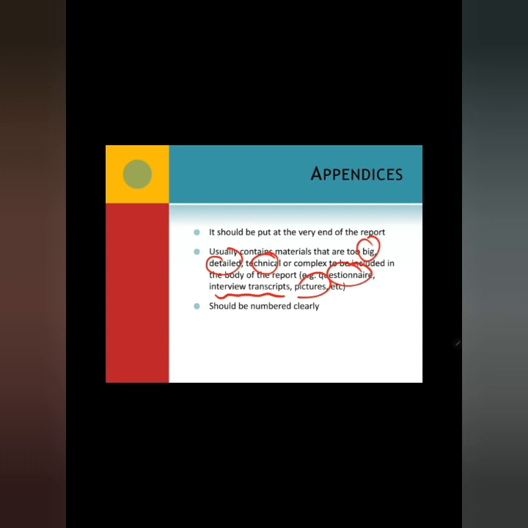So your appendix must be numbered. Remember that. Let me show you how you number your appendices. For example, this is the list of appendices, but you can have it at the end. Or if it is at the beginning, you write the list of appendices, and at the beginning you need to have the page number.